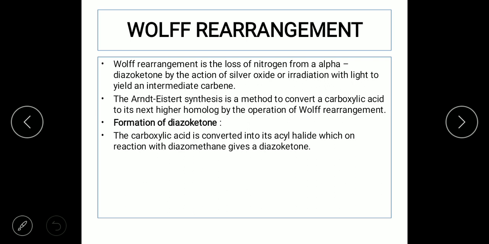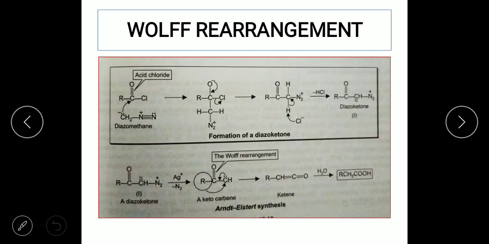The carboxylic acid is converted into its acyl halide, which on reaction with diazomethane gives a diazoketone. So now let us look at the mechanism. See here, first we have an acid which on reaction with an acyl chloride is going to give rise to an acid chloride. Now, the acid chloride is going to react with the diazomethane.